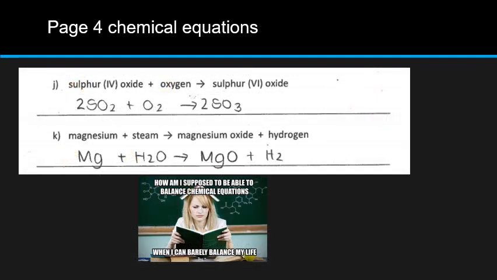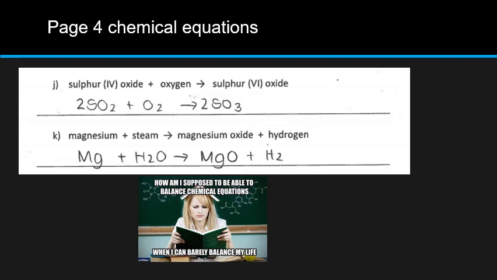The last 2 chemical equations that you need to double check are your sulfur oxide and oxygen, and your magnesium and steam. Guys, what is steam? Steam is water. So it's going to be H2O. So double check this. I think by the time you have marked all of this, most of you will probably feel pretty confident. I don't foresee any problems here. I think this is pretty straightforward. There isn't anything that is completely unfair or out of the ordinary.